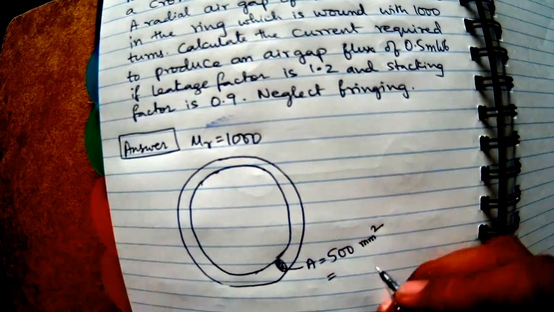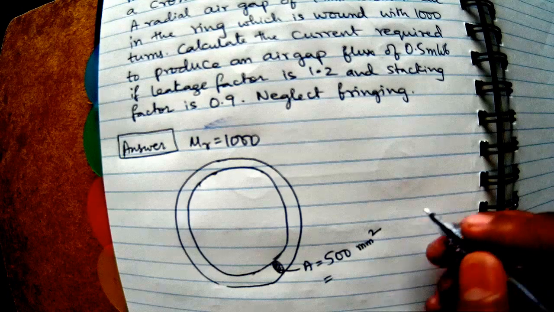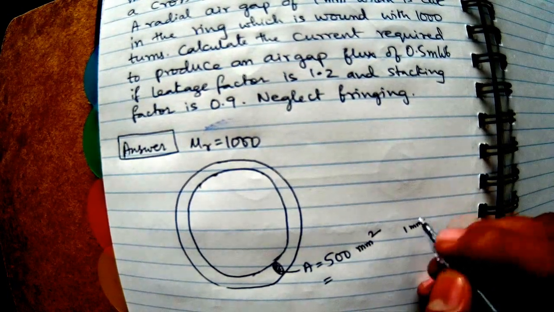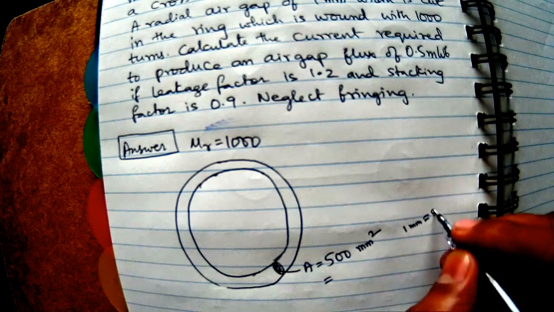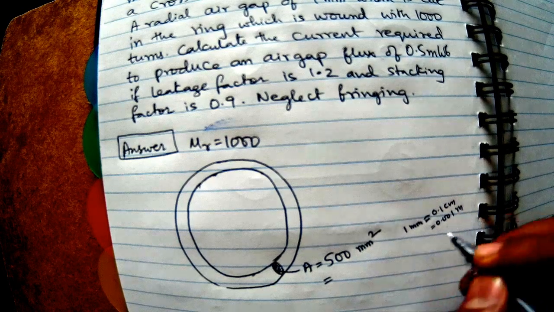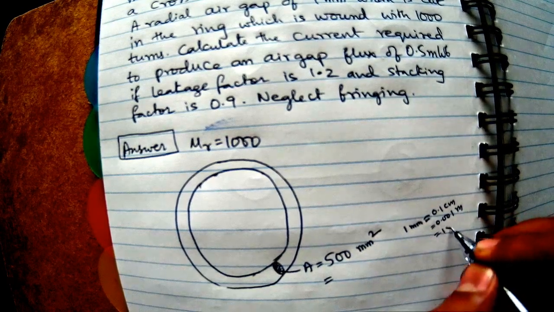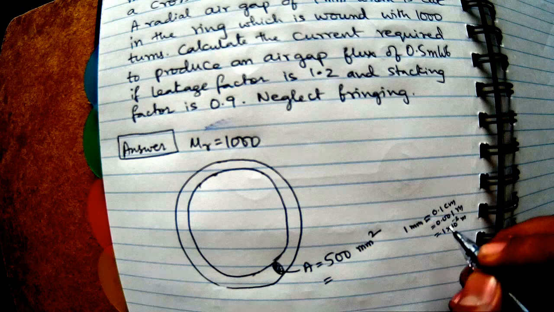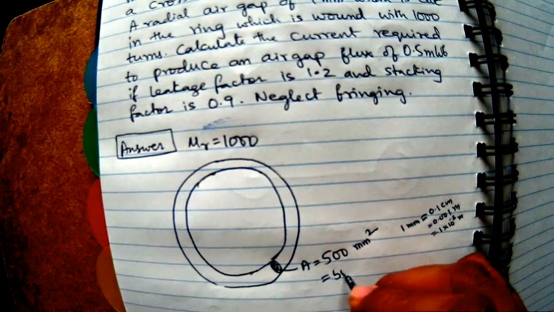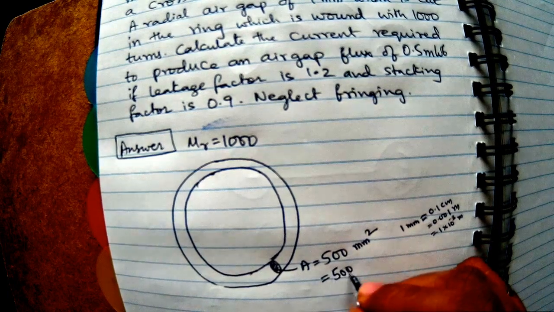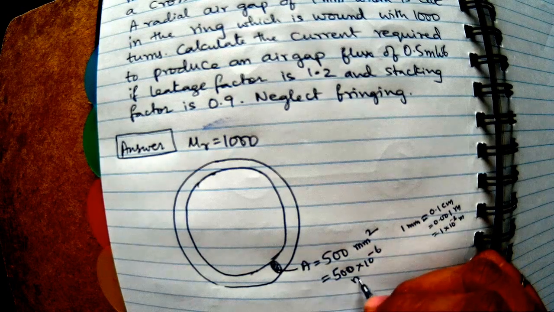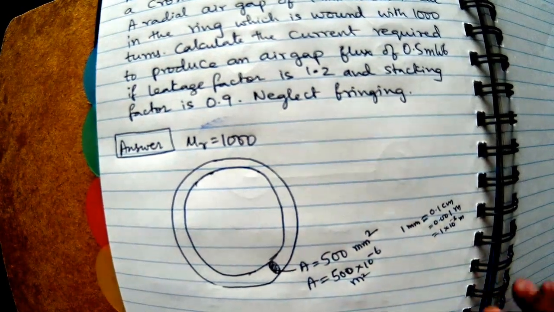Now how do we convert it into meter square? So we know that 1 mm is nothing but 0.1 cm, which is nothing but 0.001 meters. So 10 power minus 3. Therefore if it is mm square, it will be 10 power minus 6. So 500 into 10 power minus 6 meter square. So this is my cross section area.